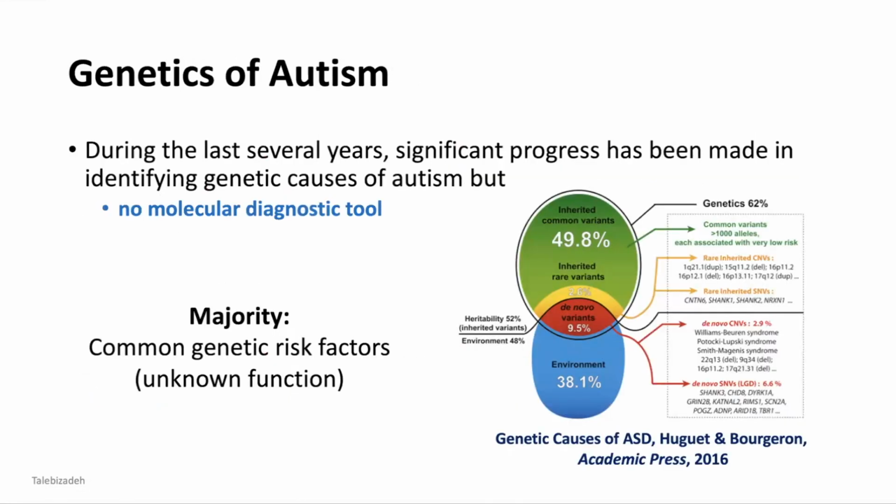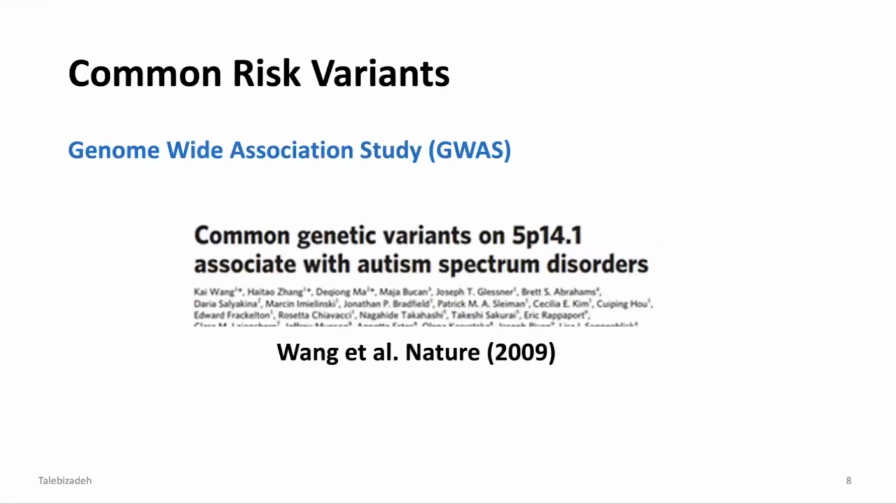During the last several years, significant progress has been made in identifying genetic causes of autism, with the exception of a few rare mutations identified as causative genes. The majority of the findings are common genetic risk factors with unknown function. A GWAS study more than a decade ago identified a genetic variant, or a SNP, on chromosome 5p to be associated with autism. This was an important discovery, but the associated SNP was outside the coding sequences, and its functional role in autism was not clear at that time.